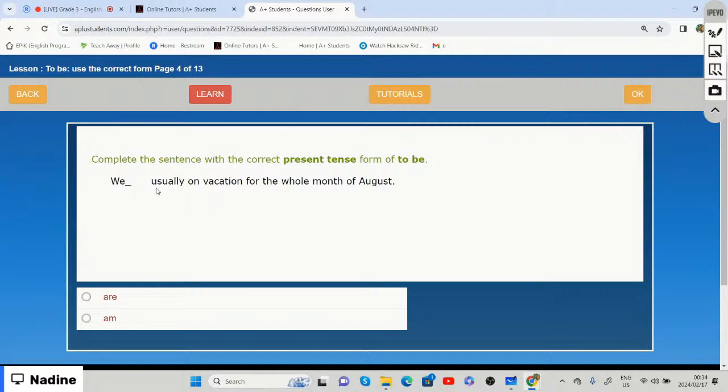All right, we need to complete the sentence with the correct present tense form of to be. And is correct. Well done. So the present tense form, do we say we are or we am? This is plural. We are usually on vacation for the whole month of August, or we am usually on vacation for the whole month of August?